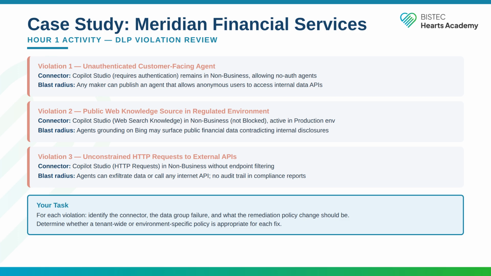Violation 3 is unconstrained HTTP requests to external APIs. The HTTP requests connector is in non-business without any endpoint filtering. Agents can call any internet-accessible API, and there is no audit trail in compliance reports for these calls. The blast radius includes data exfiltration risk and uncontrolled API cost consumption.